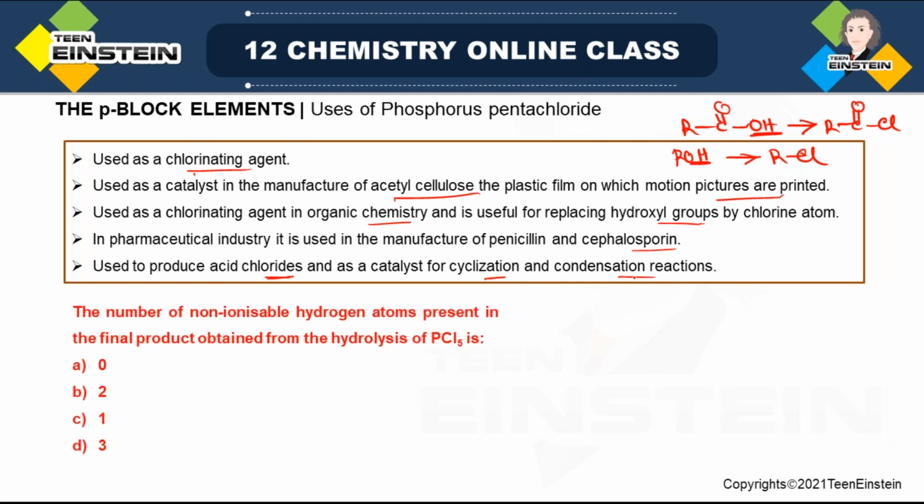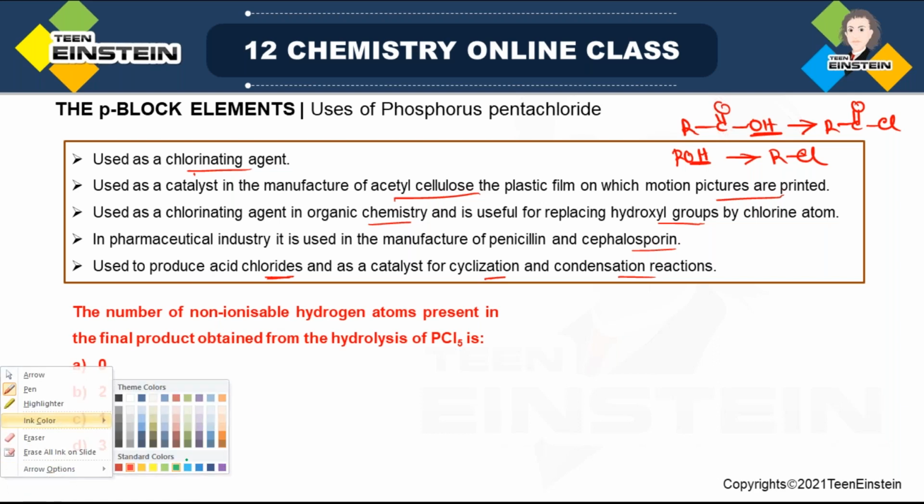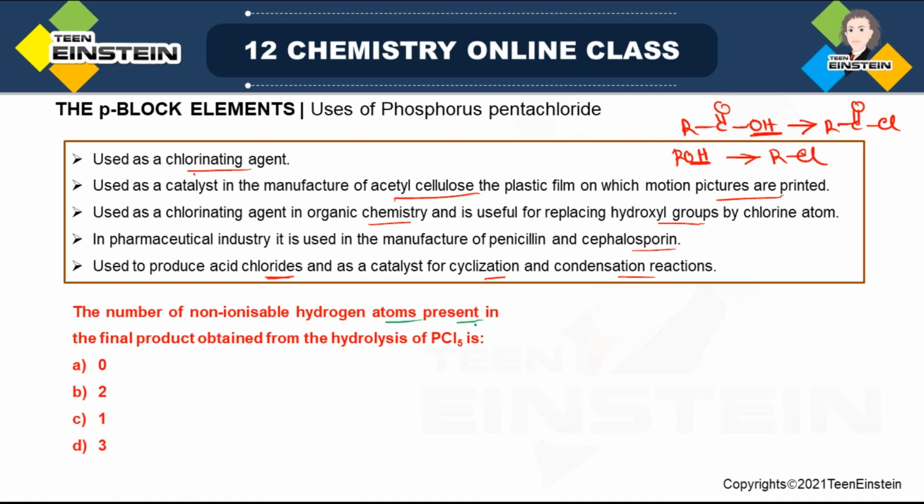We have a problem here. The number of non-ionizable hydrogen atoms present in the final product obtained from the hydrolysis of PCl5. Remember, there are two types of hydrolysis possible. When it is partial hydrolysis, the product is POCl3. But when it is complete hydrolysis, the product is H3PO4.